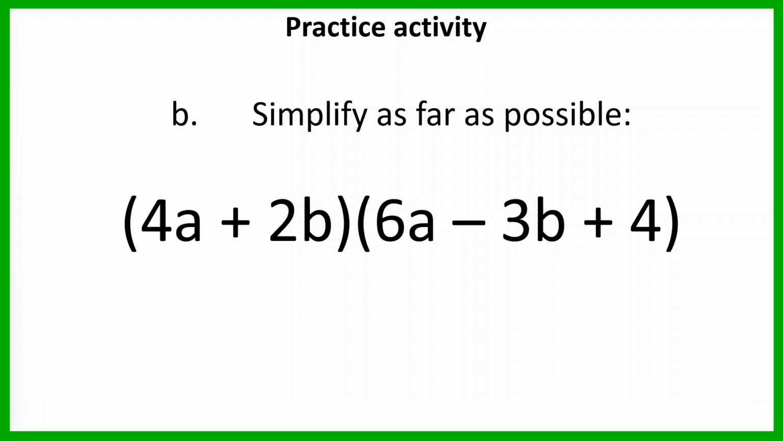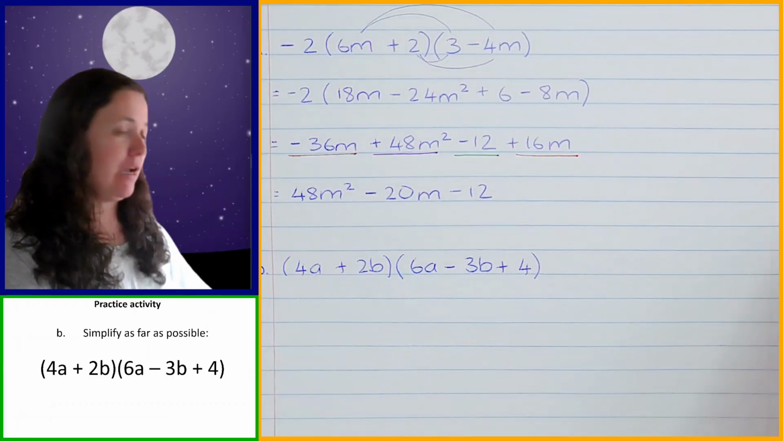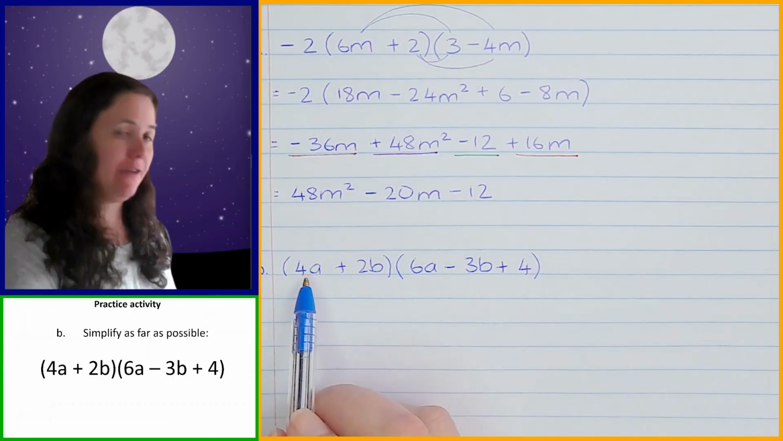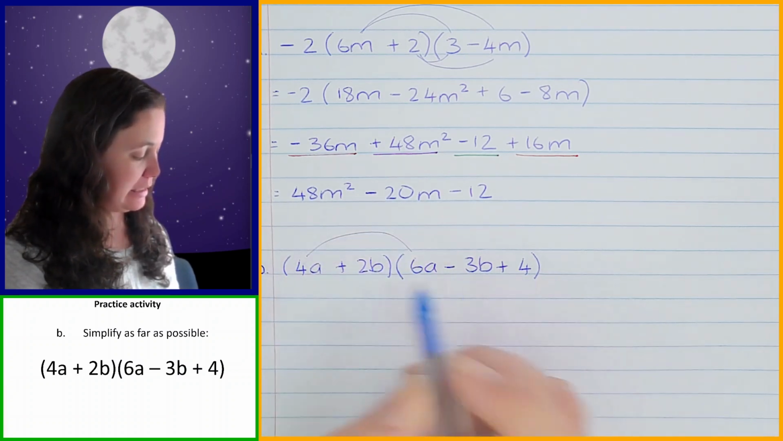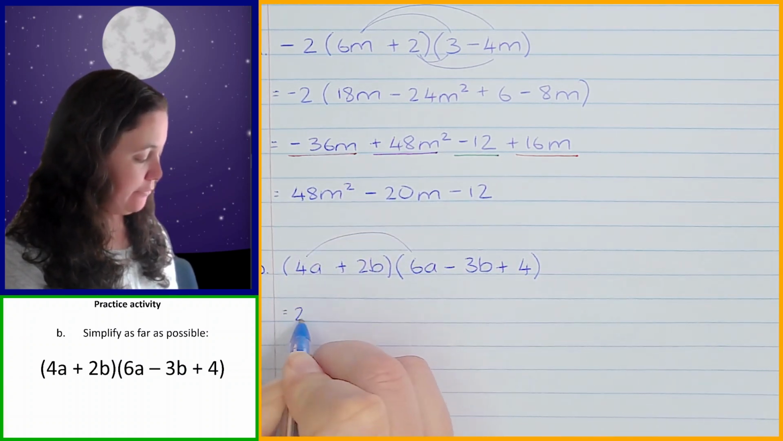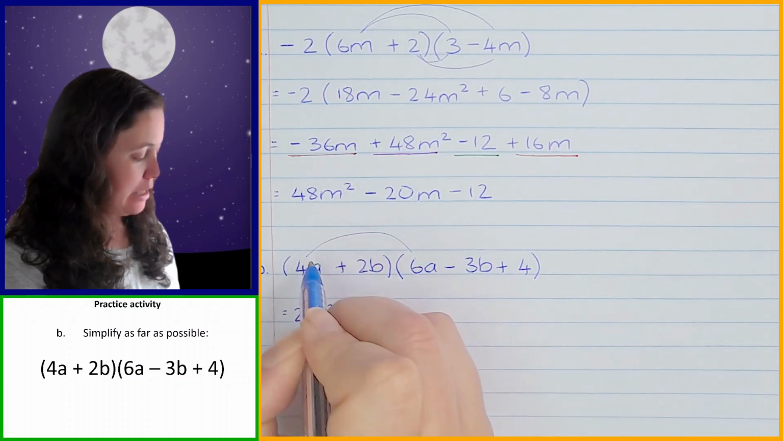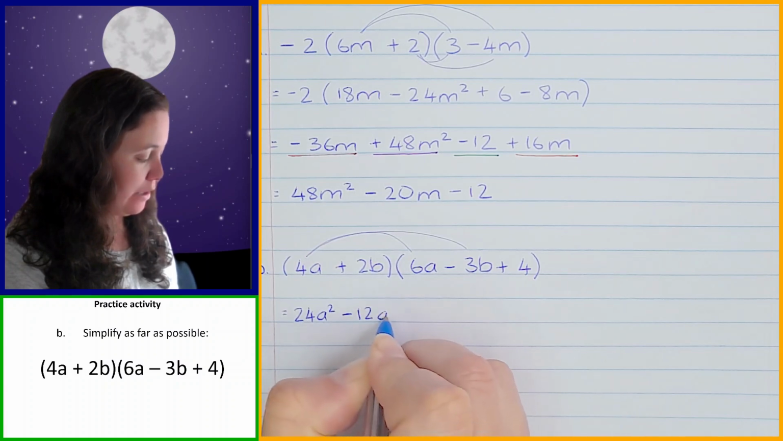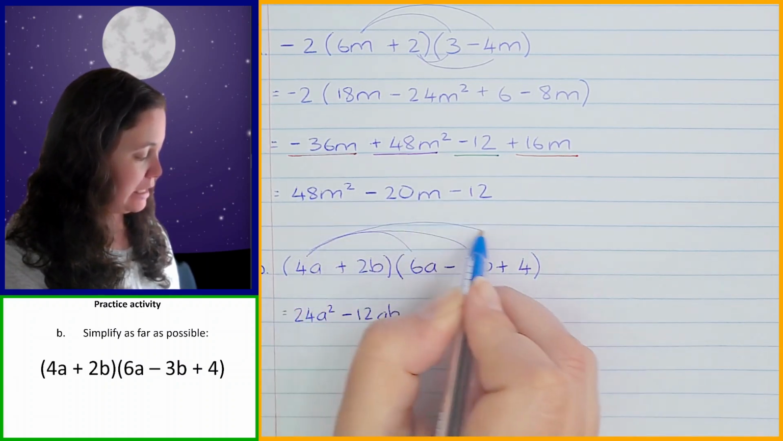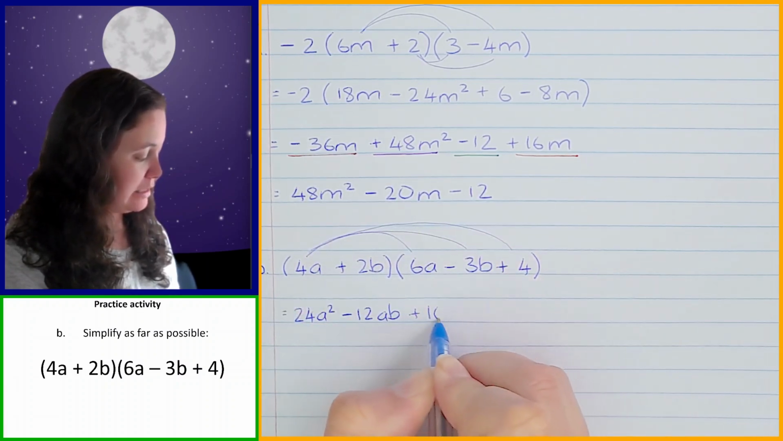Okay, so let's go through that question and see what you should have got. Right, so first over here, I'm going to multiply my 4a into the second set of brackets. So I'm going to multiply the 4a by the 6a. That gives me 24a squared. Then 4a times negative 3b is negative 12ab. And then 4a times 4 is positive 16a.